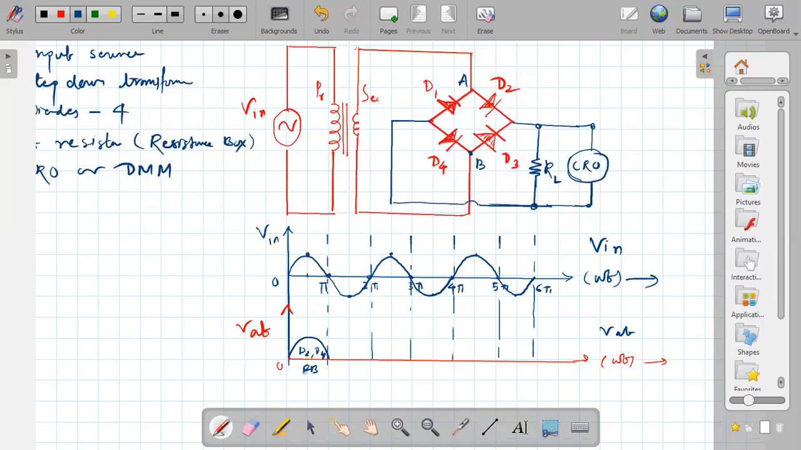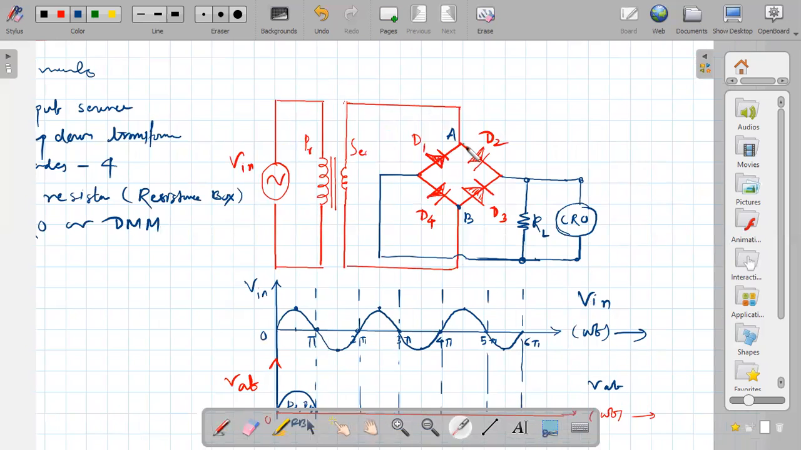Again, when the negative cycle comes, things change. When the negative cycle is at point A, what does it mean? The positive cycle will be at point B. When the negative cycle is at point A, this negative is given to the negative of D1. Therefore, diode D1 will be in which bias? Forward bias. Understood, dear student? Diode D1 will be forward biased and current flows through this circuit. When negative at point A, diode D1 will be in forward bias.